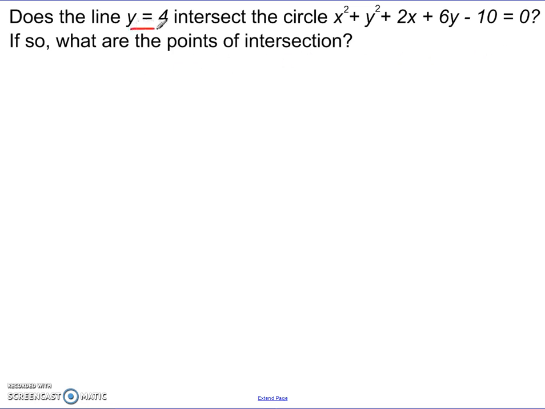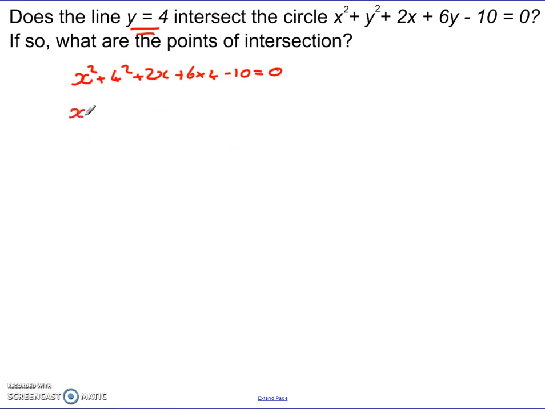First one, y equals 4, well that's in the form that we want. There's just no x variable here. So the step that we now have to jump to is substituting it in. So I'd then say fine, so that gives me x squared plus 4 squared plus 2x plus 6 times 4 minus 10 equals 0.